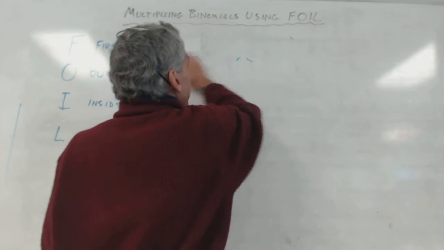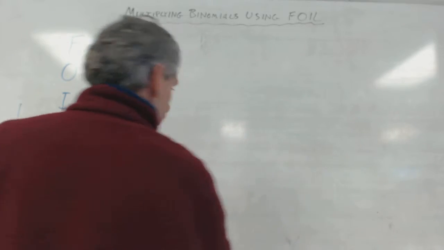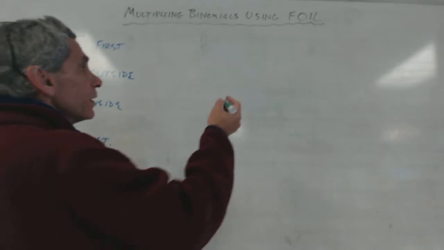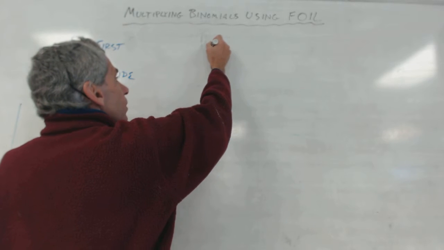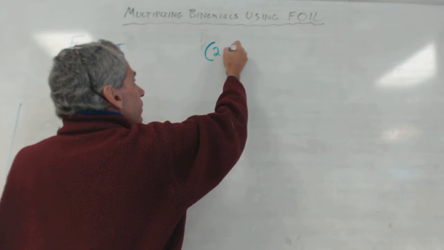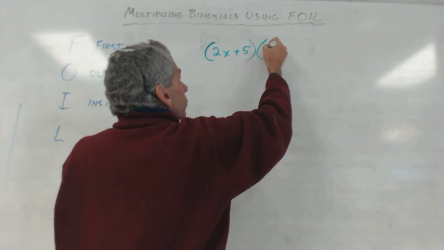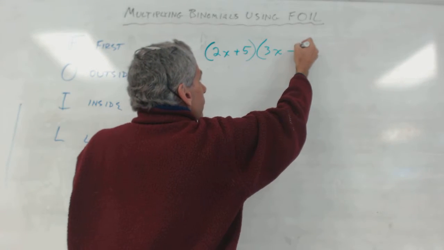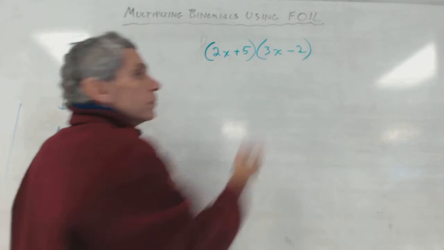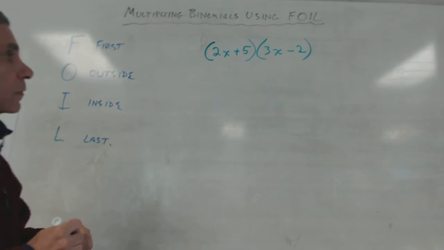But most of them are fairly simple like these. But they're all really pretty simple. The only thing that could be harder would be like this. What if I had 2x plus 5 times 3x minus 2?